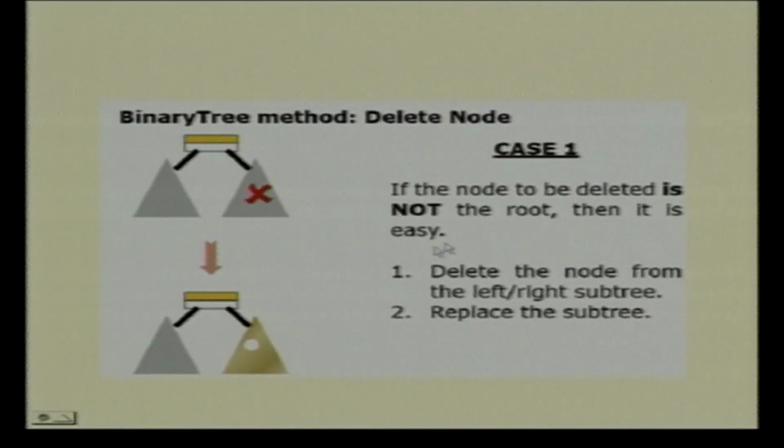So, if the node to be deleted is not the root, then it is fairly easy. Delete the node from the left or right subtree and replace the subtree. Suppose the node you want to delete is in the left subtree. Then you will delete it from the left subtree, do the adjustment here, and keep doing this till you have completed the recursive procedure.